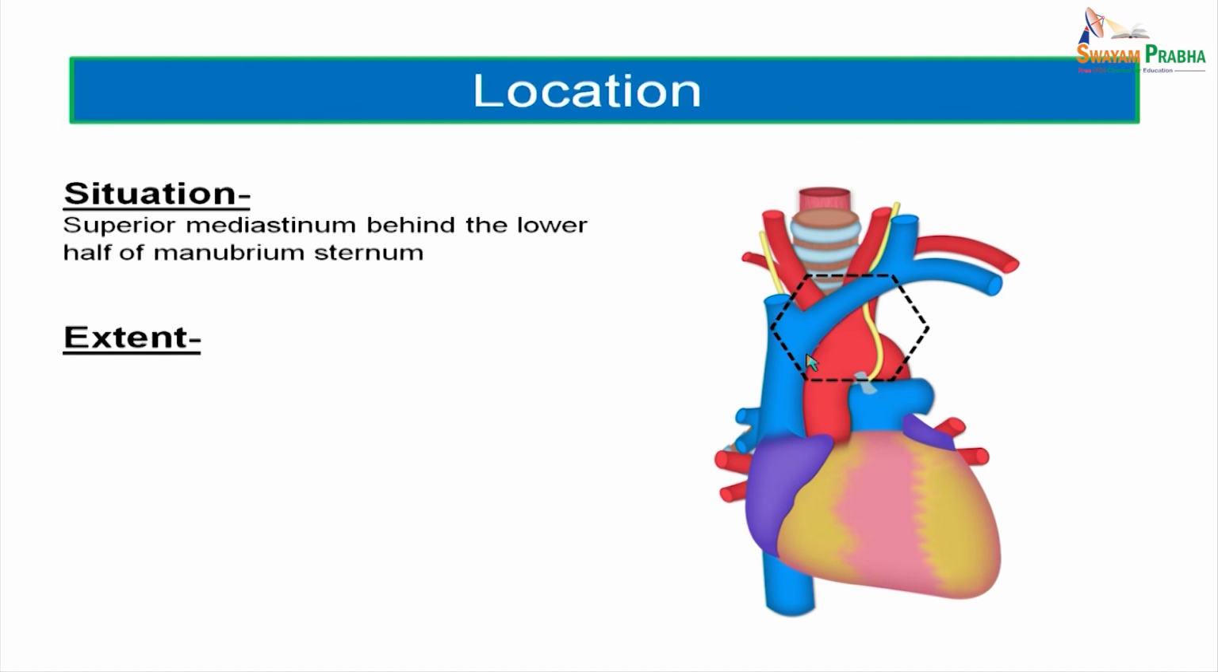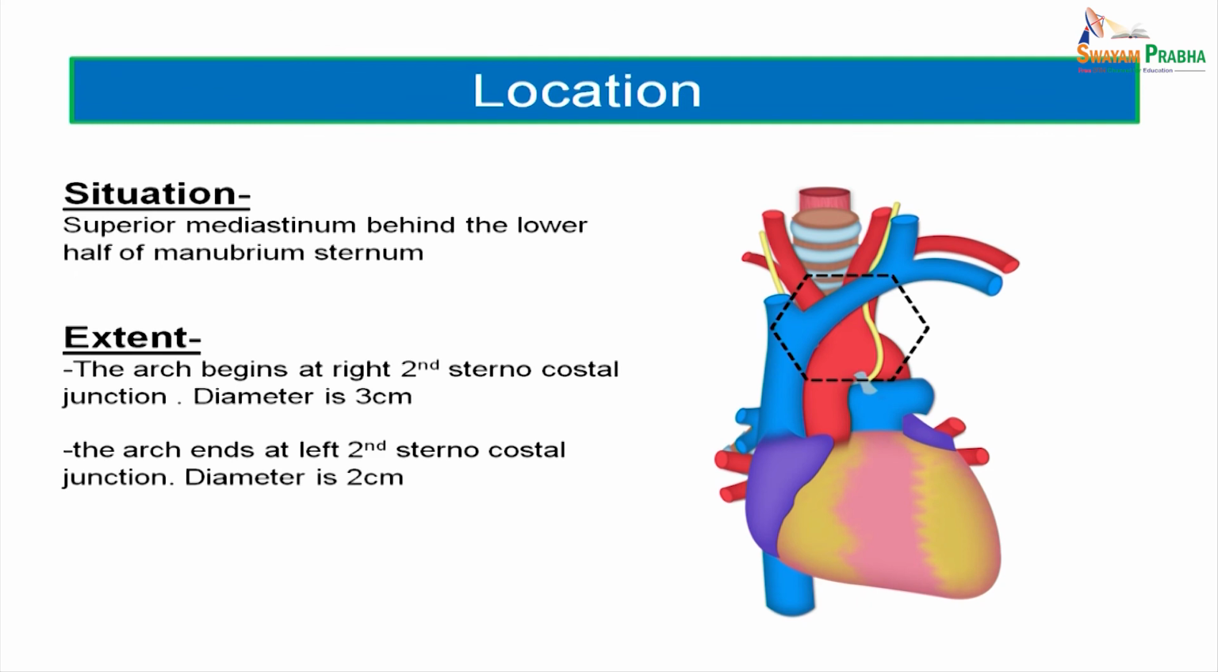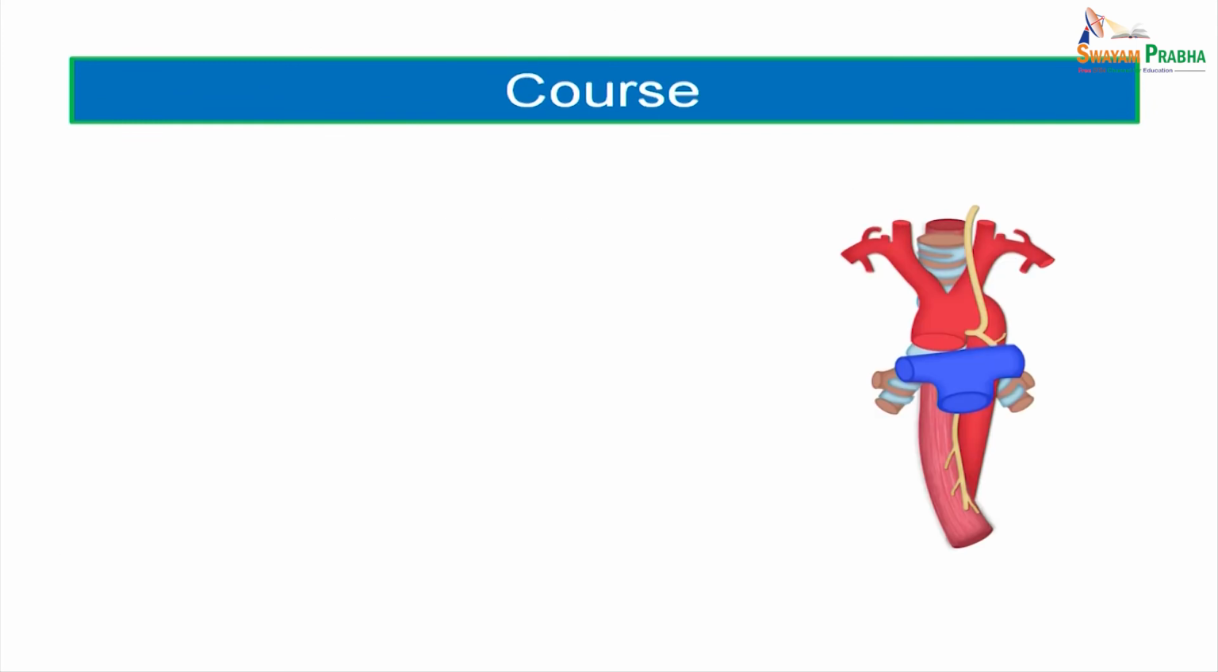So what is its extent? The arch of aorta begins at the right sternocostal junction, and here the diameter is around 3 centimeters, and it starts as a continuation of the ascending aorta. And the arch proceeds backwards and it ends at the left sternocostal junction, and here the diameter is around 2 centimeters. So as the arch is proceeding backwards, it is narrowing down. The arch begins anteriorly and it ends posteriorly, but the beginning and the ending are almost at the same level.